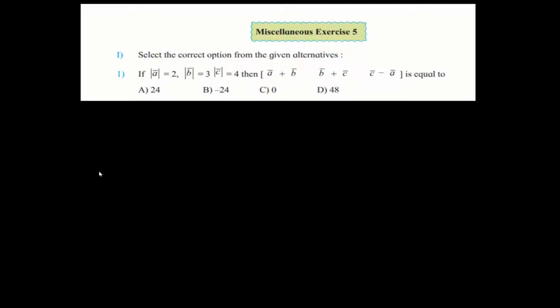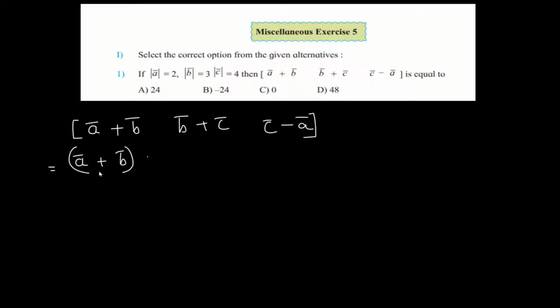In the first question, if |A| is 2, |B| is 3, |C| is 4, then the box product [A+B, B+C, C−A] of these three vectors is equal to, and they have given us the options. Now in this case, let us take the box product and write it as (A+B)·((B+C)×(C−A)).